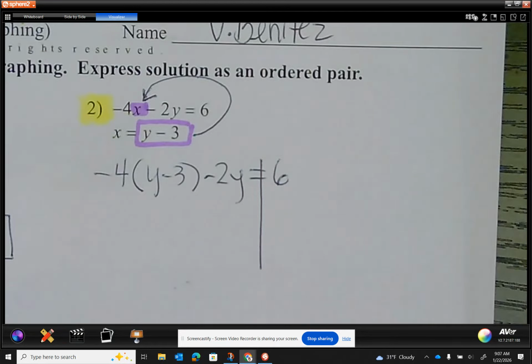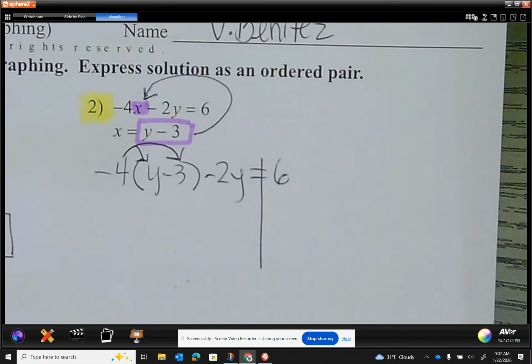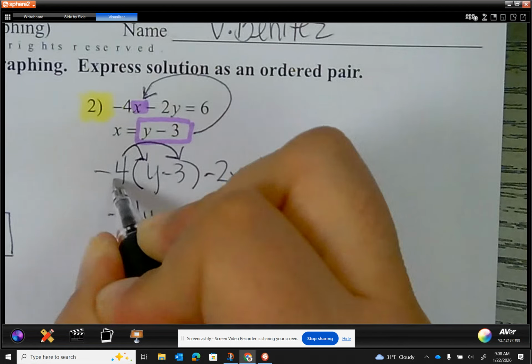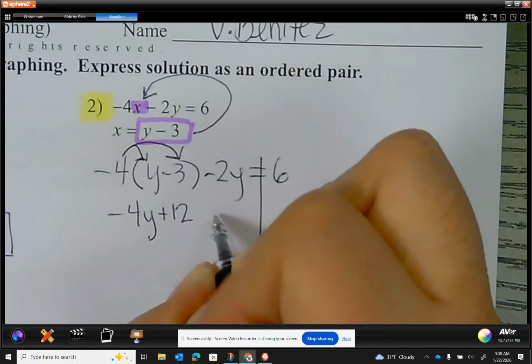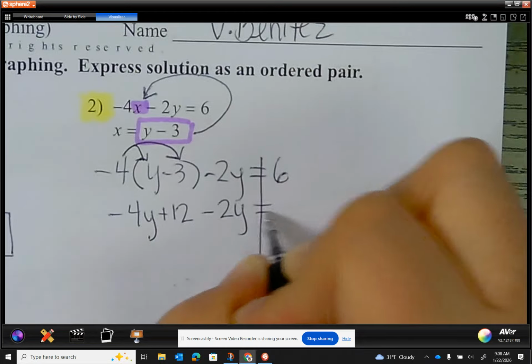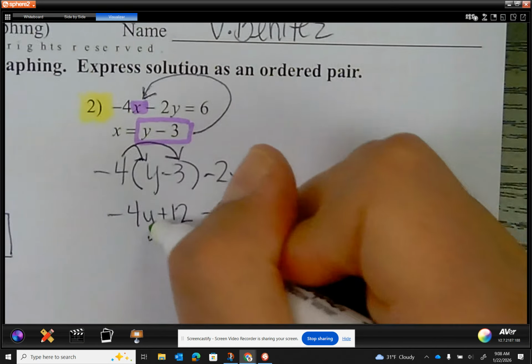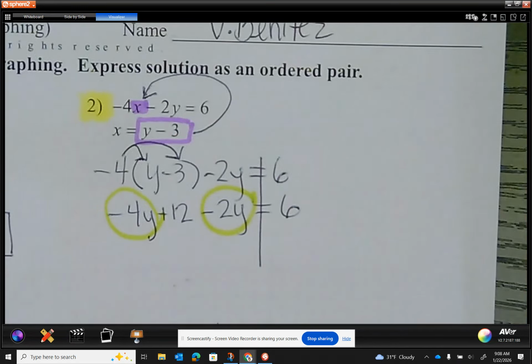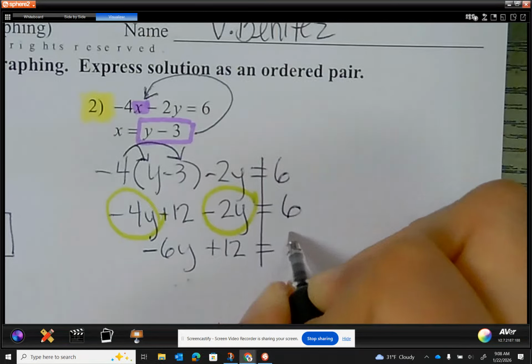Number 1 had variables on both sides. This one only has variables on one side, so we have to simplify by distributive property first. What's -4 times y? And what's -4 times a -3? And a negative times a negative is indeed a positive, so then I just bring down everything else. Before I start moving things left and right, I want to combine like terms. I want to simplify as much as I can. A -4y, if I combine it with a -2y, it becomes a negative what? And then I'm going to add 12, and that is all equal to 6.